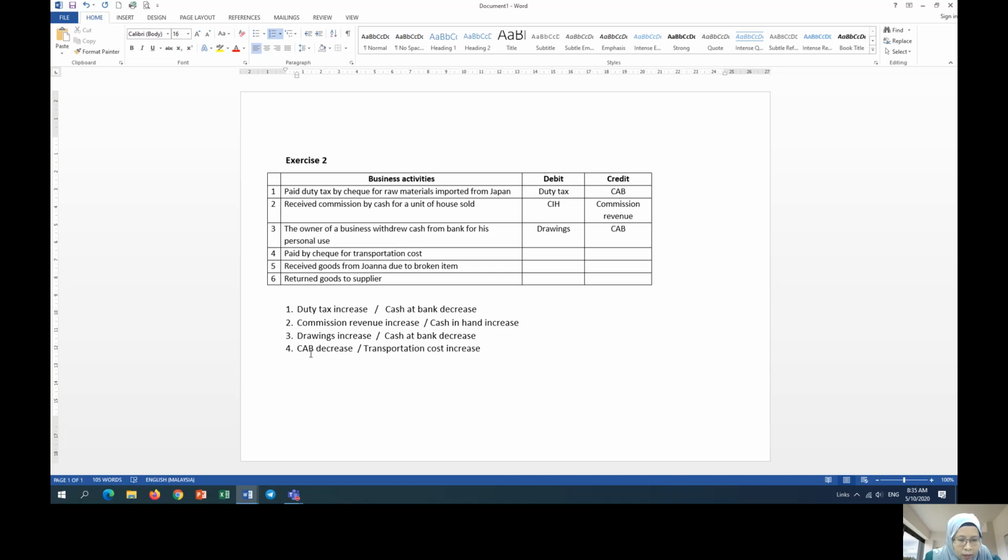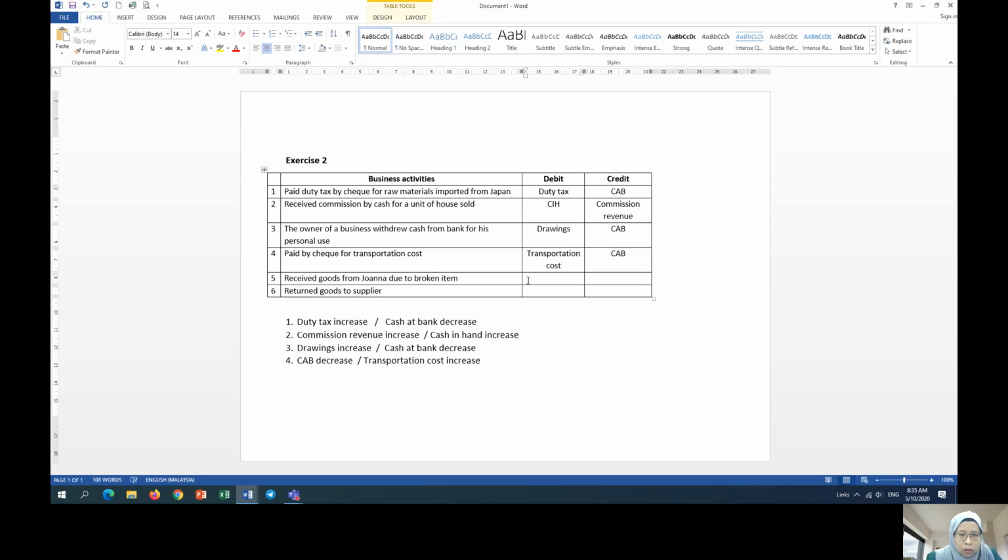So if there is a decrease in cash at bank, and cash at bank is our asset decrease, kita kredit. So kita akan kreditkan cash at bank. And then we have transportation cost. Transportation cost is our expenses. Expenses always debit, so we will debit the transportation cost. Simple as that.